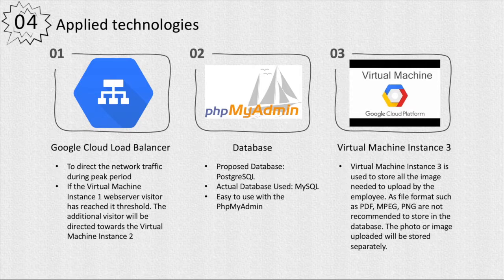The reason why we built this third virtual machine instance is that when we did our research, we found that file formats such as PDF, MPEG, PNG are not recommended to be stored in the database. It is difficult both to retrieve and to store this kind of format in the database. Therefore, the photos or images are uploaded separately into a third virtual machine instance, where there are folders for each employee to upload to, so it is easier to retrieve and upload.